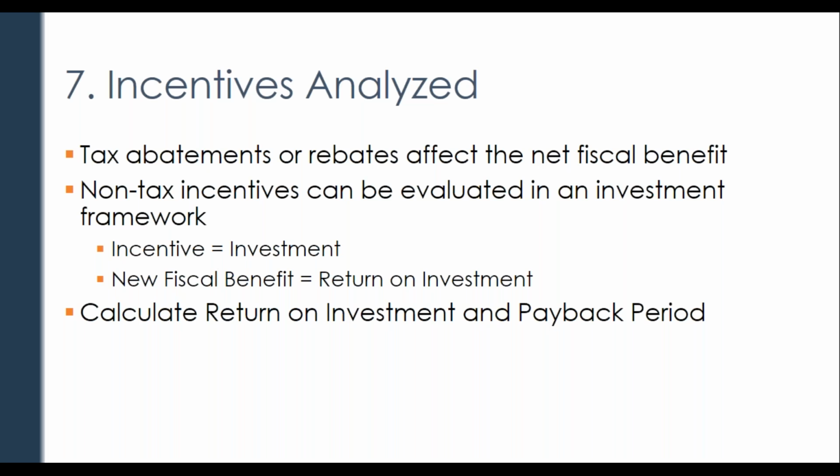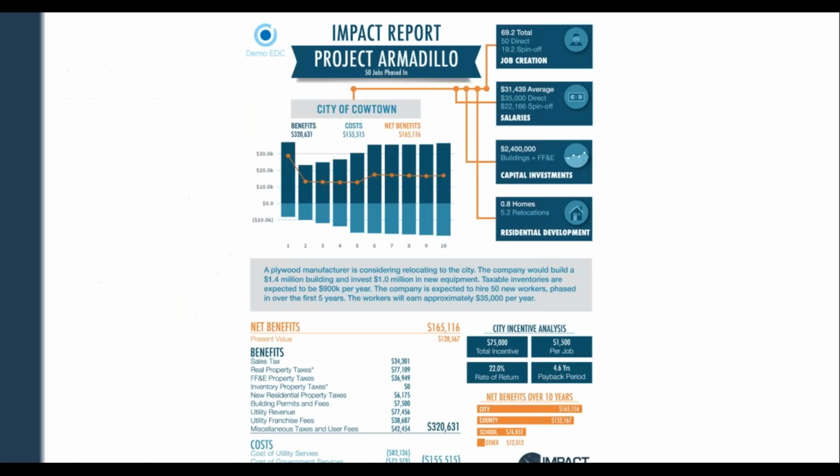So I'll show you an example of a 1-page summary report here. In this case, it was a plywood manufacturer in a particular city. This is our city of Cowtown in Texas, for Project Armadillo. But we can see we're really hitting on a lot of these 7 things that we just talked about. So I can go into detail and show you exactly where each one of these things comes through.